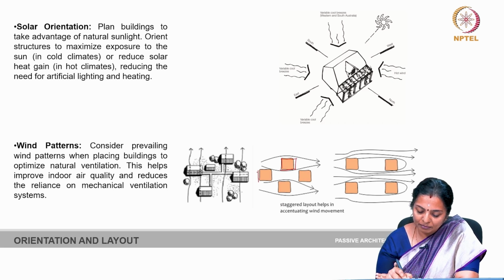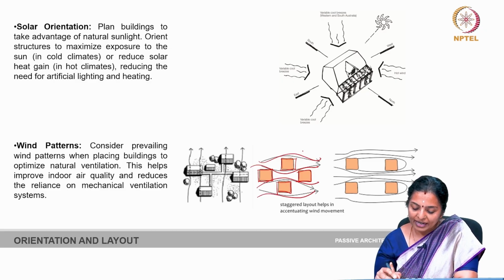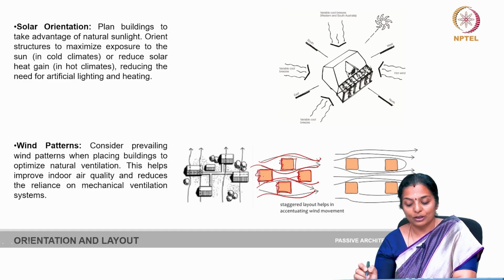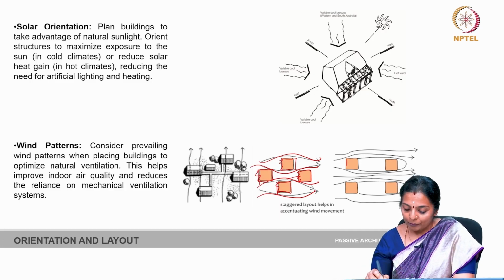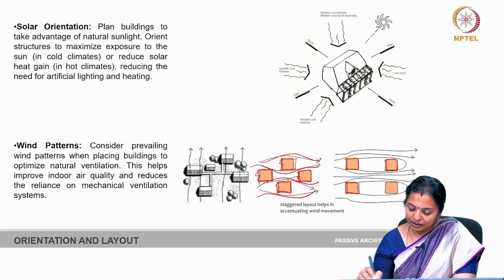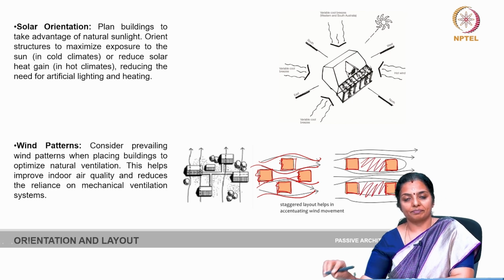If the buildings are staggered, the wind seamlessly flows around them and hence all the rooms get the benefit of its ventilation. When the buildings are not staggered but are in file, it causes a small wind shadow region.